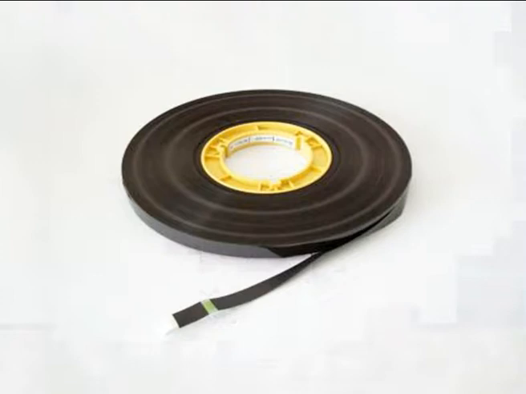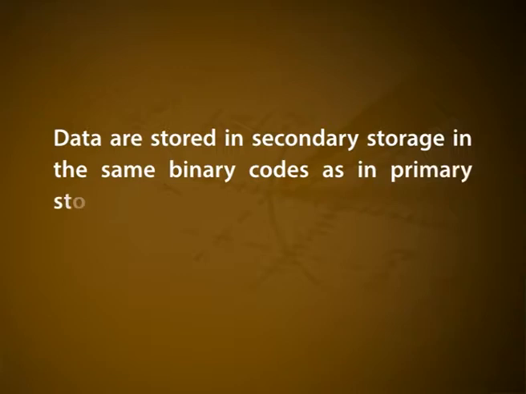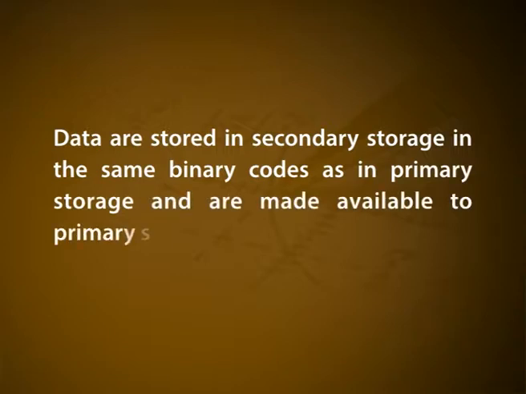For the earlier systems, punched paper tapes and punched cards were used. But the popular ones today are magnetic tapes, magnetic disk, optical disk and memory storage devices. Data are stored in secondary storage in the same binary codes as in primary storage and are made available to primary storage as needed. A major disadvantage of the mass storage system is that they typically require mechanical motion and therefore require significantly more time to store and retrieve data than a machine's main memory.